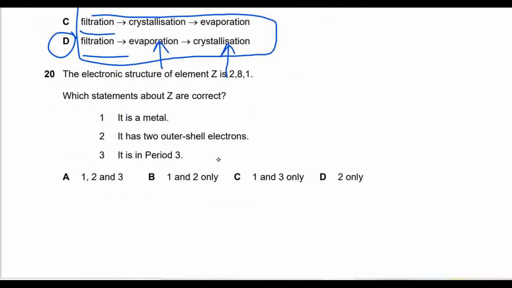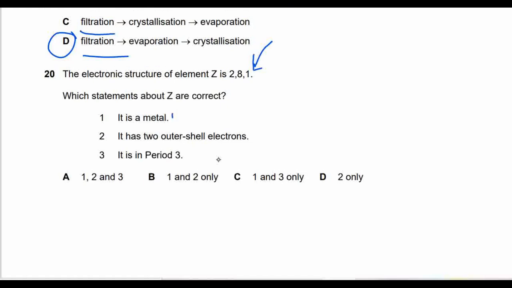Question 20. The electronic structure of Z is 2,8,1. Which statements about Z are correct? 2,8,1 means this is in group 1. It has a valence electron of 1, so it is a metal. It has 2 outer shell electrons. It is wrong because it is 1 here. So 2 is wrong. So the only option is 1 and 3.